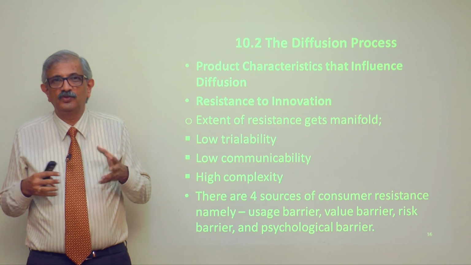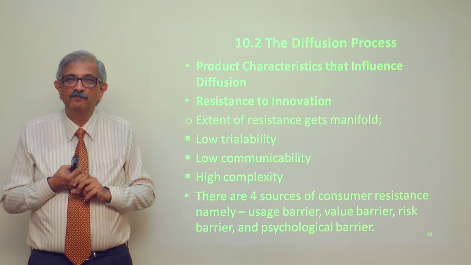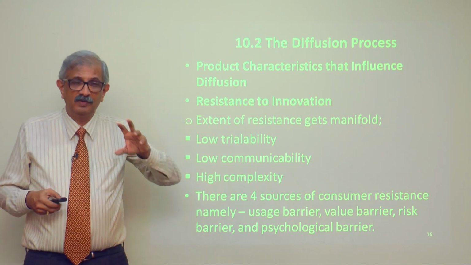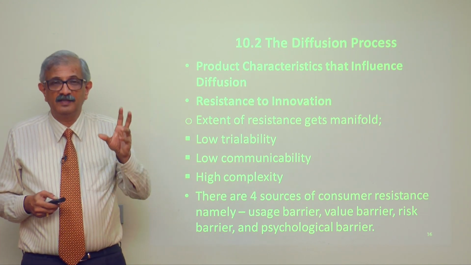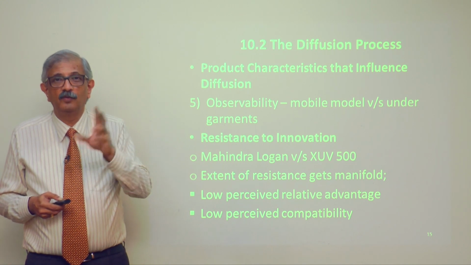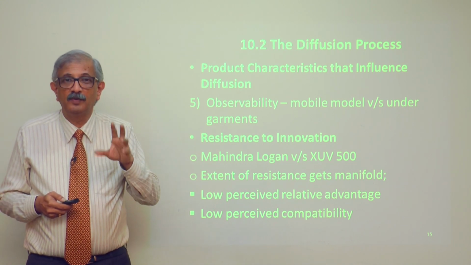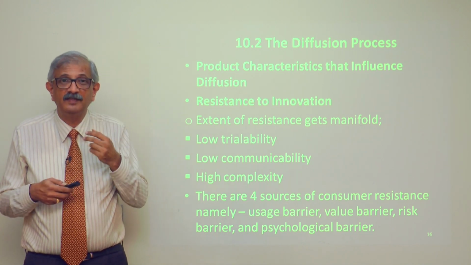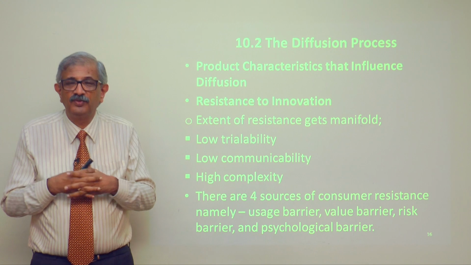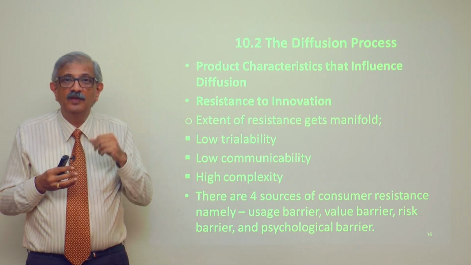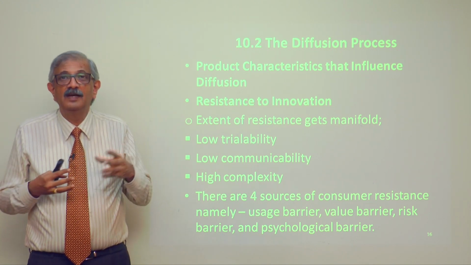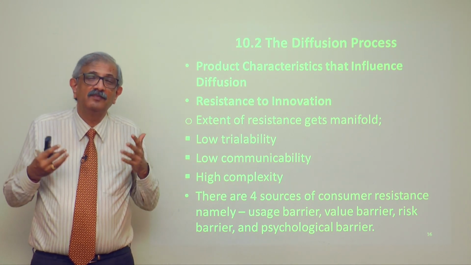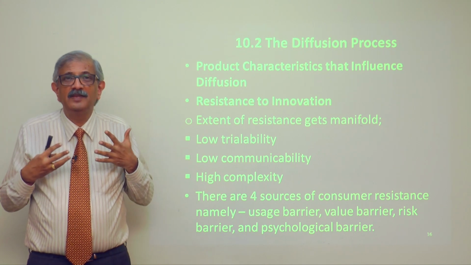These are the 4 sources of resistance, namely usage barrier, value barrier, risk barrier, and psychological barrier. The various things we have spoken about, low perceived relative advantage, low perceived compatibility, trialability, low communicability, high complexity, are classified into 4 groups. Usage barrier, a barrier to use; value barrier, I don't see a value; risk barrier, there is a risk involved; and psychological barrier, there is something mentally that is not making me accept this.